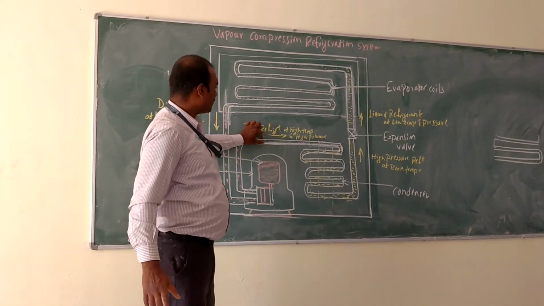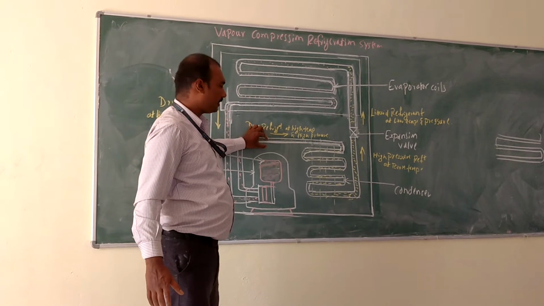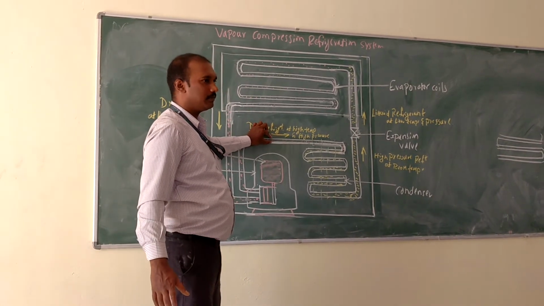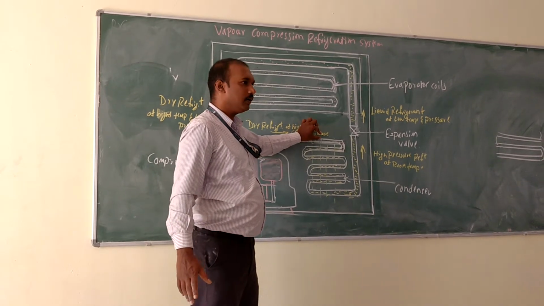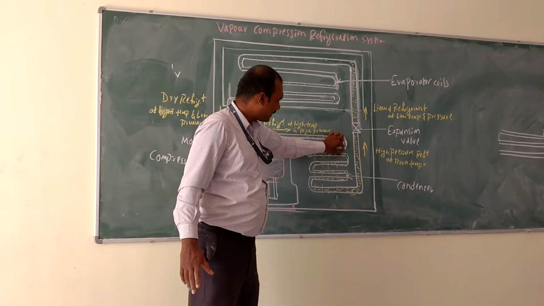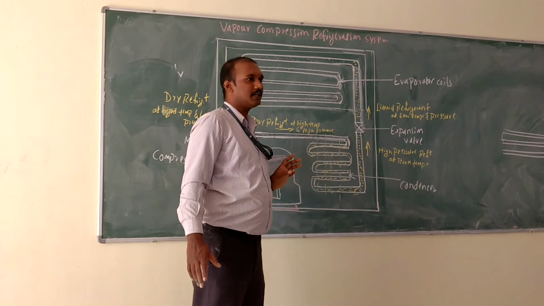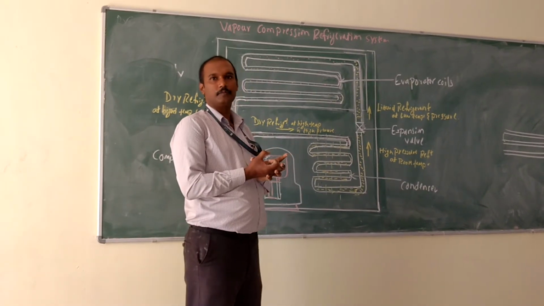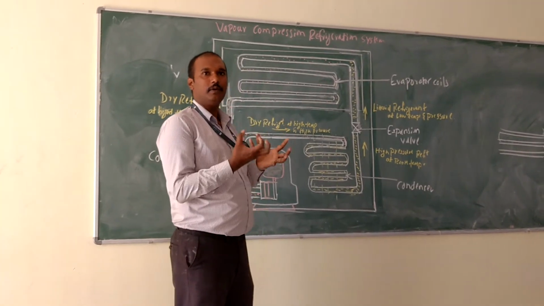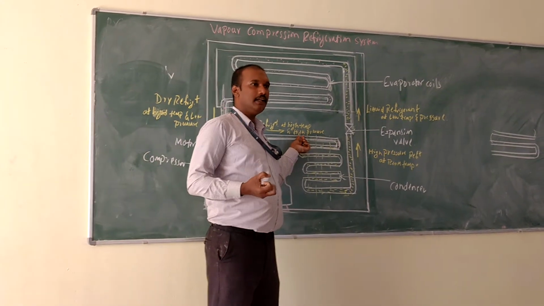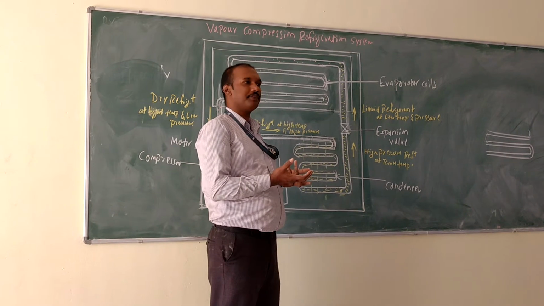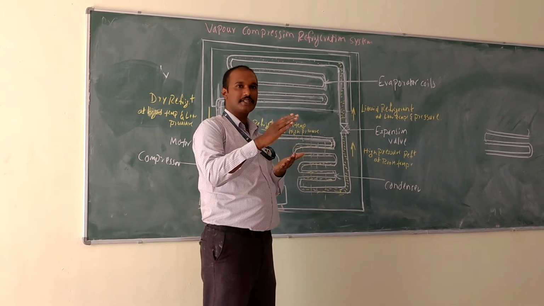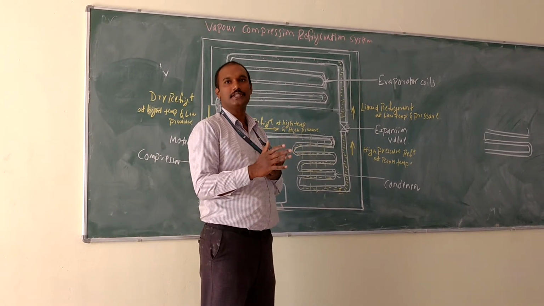When the temperature increases and the pressure is also increased, that high pressure, high temperature vapor refrigerant, when passed through this condenser coil, will become cooled. When it is cooled, the dry or vapor refrigerant will become liquid refrigerant. So here the phase of the refrigerant is going to change.